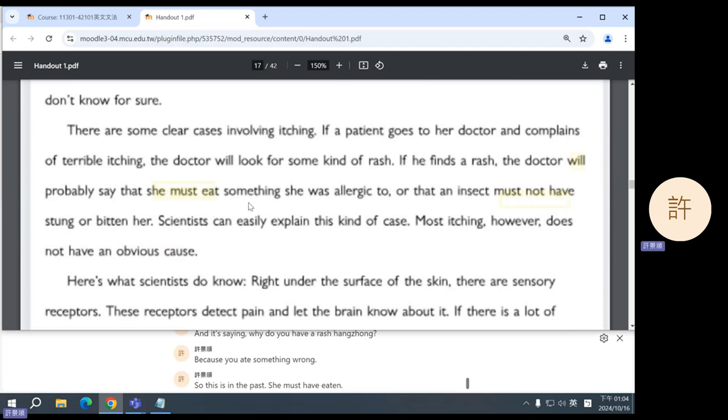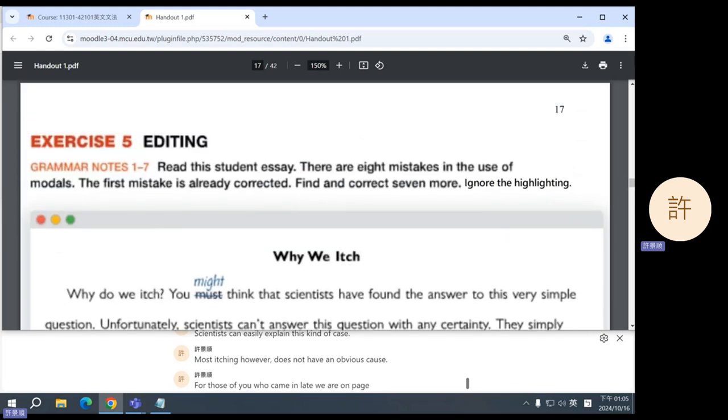She must have eaten something she was allergic to, 过敏, or that an insect must. This should also be positive, right? An insect must have stung or bitten her. Must have. Scientists can easily explain this kind of case. Most itching, however, does not have an obvious cause. For those of you who came in late, we are on page 17.